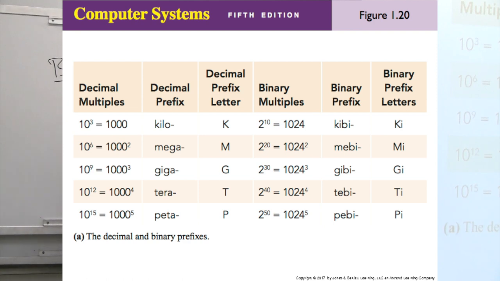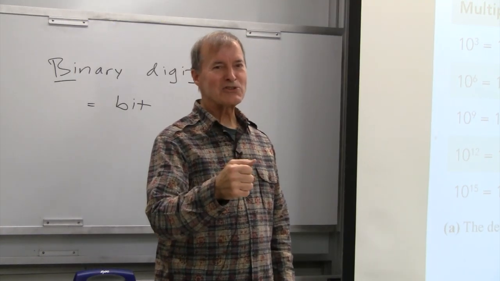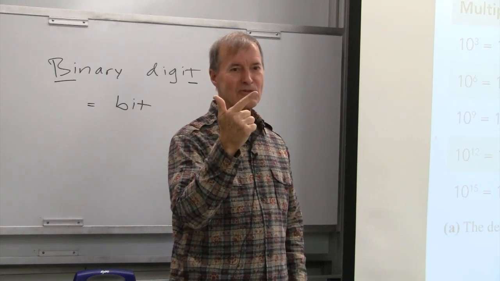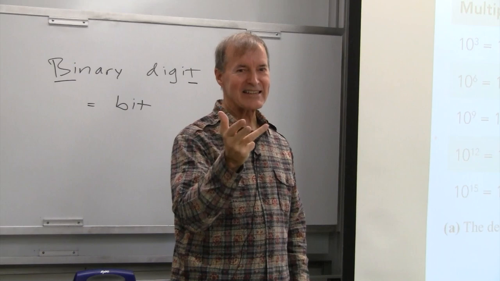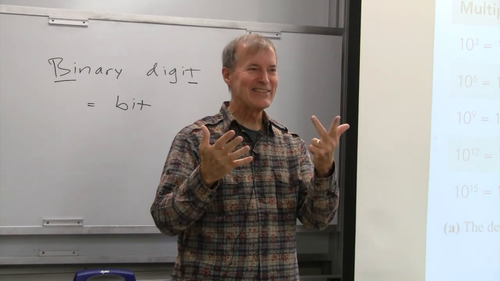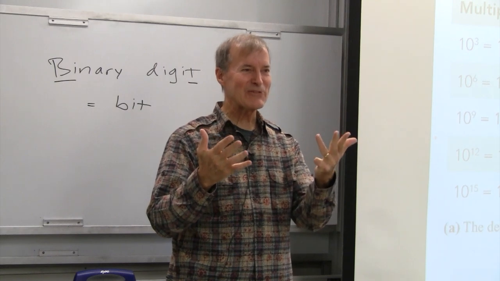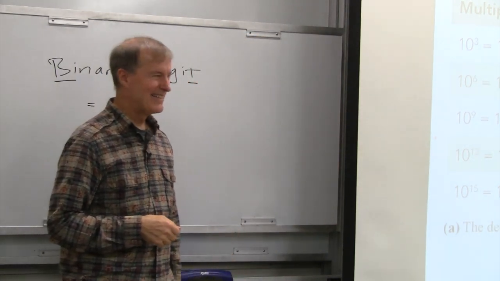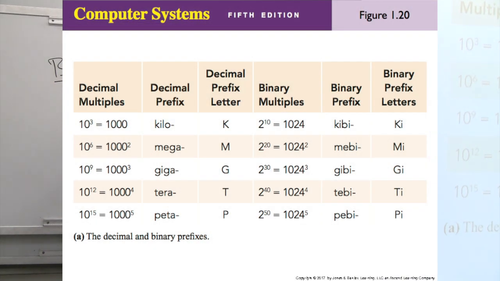So let's think about this for a minute. What is the value of 2 to the 10? Okay, so 2 to the 1 is what? 2. 2 to the 2 is 4. 8, 16, 32, 64, 128, 256, 512, 1024. Finally there. Okay, so everybody knows. So we need to know this. 2 to the 10 is 1024. That means 2 to the 20 is what?